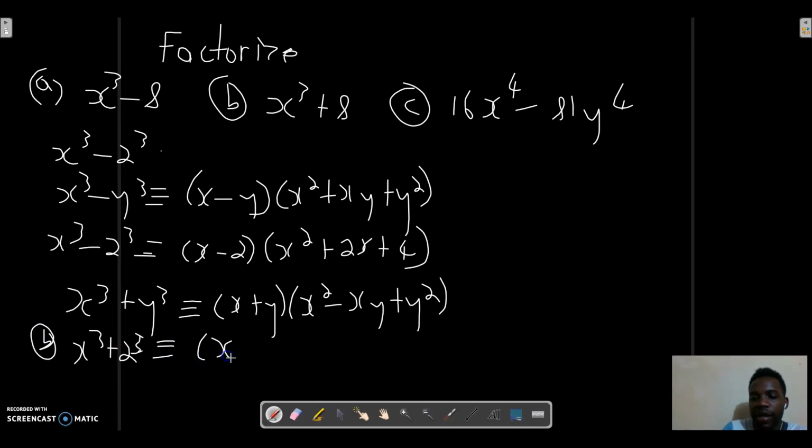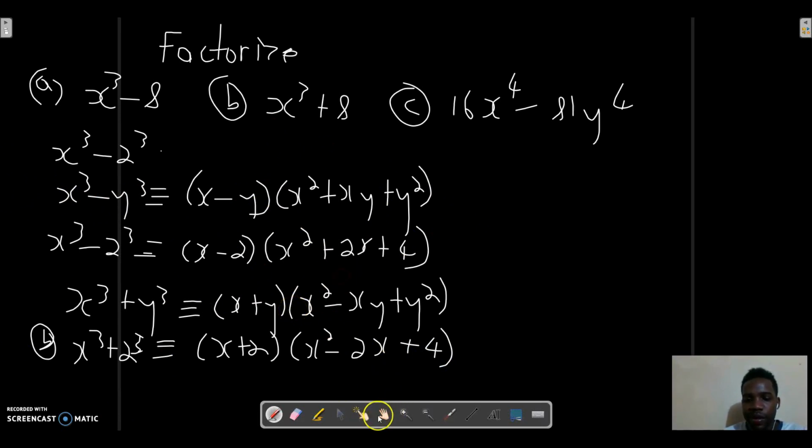I'm going to have x plus 2, open bracket, x squared. Bear in mind that x is in the place of x, but in the place of y you have 2. So you have minus x times 2, so minus 2x. And then of course, plus 2 squared, which is 4. So whenever you are given a question to factorize, you can just go back to the general expression, and then you use that to factorize it. You can't go wrong there.